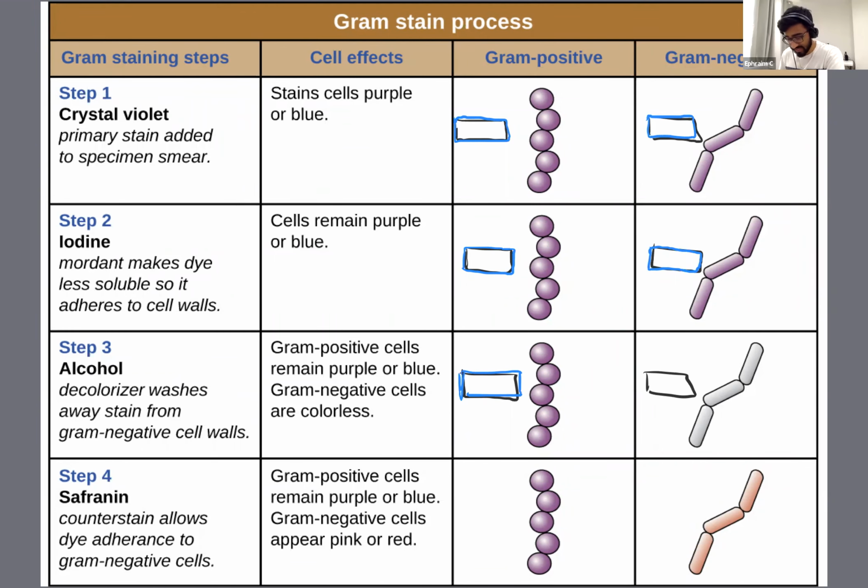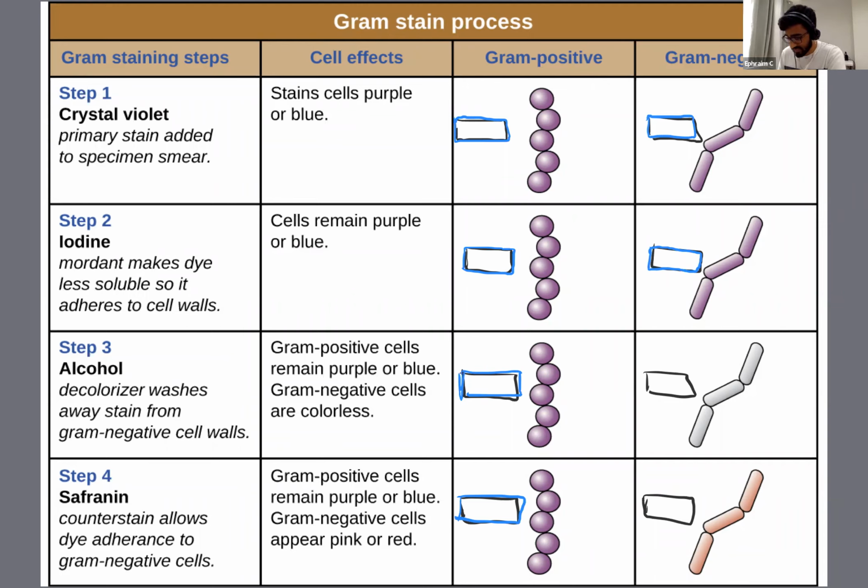What we do next is add something called a counter stain, so another stain on top of this. And what this does is it only binds onto cell membranes. That's all this safranin component does. It only binds to cell membranes. And we know that gram-positive bacteria, its cell membranes aren't exposed, so it's going to remain purple or blue. However, gram-negative bacteria, we saw that its outer cell wall was broken away and its cell membrane was exposed. We did that using alcohol.